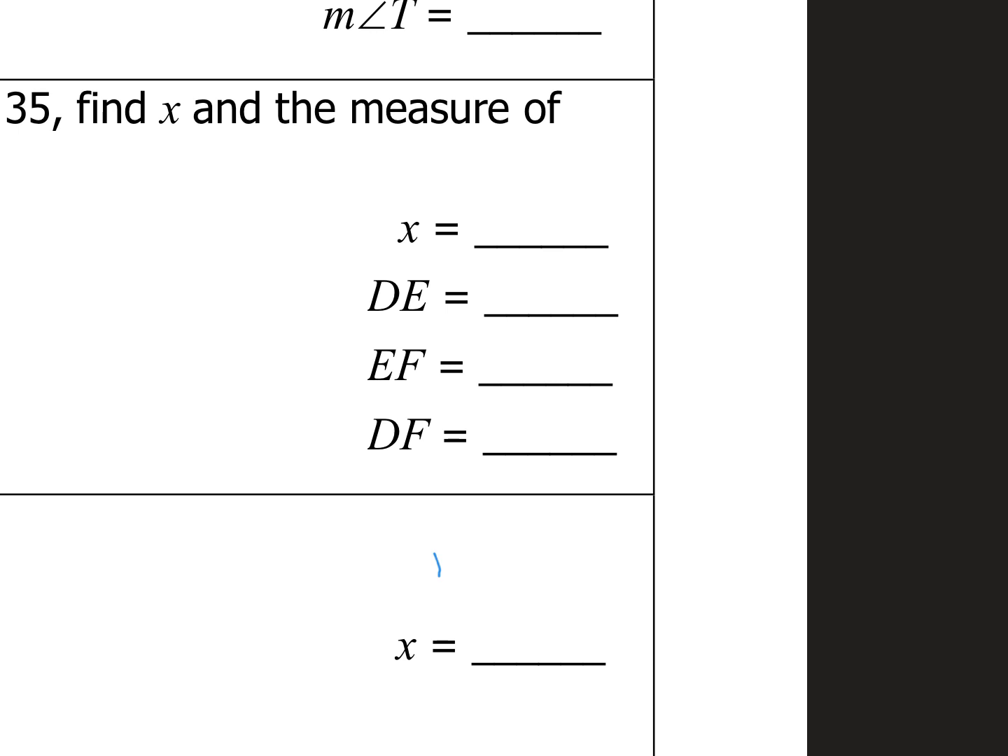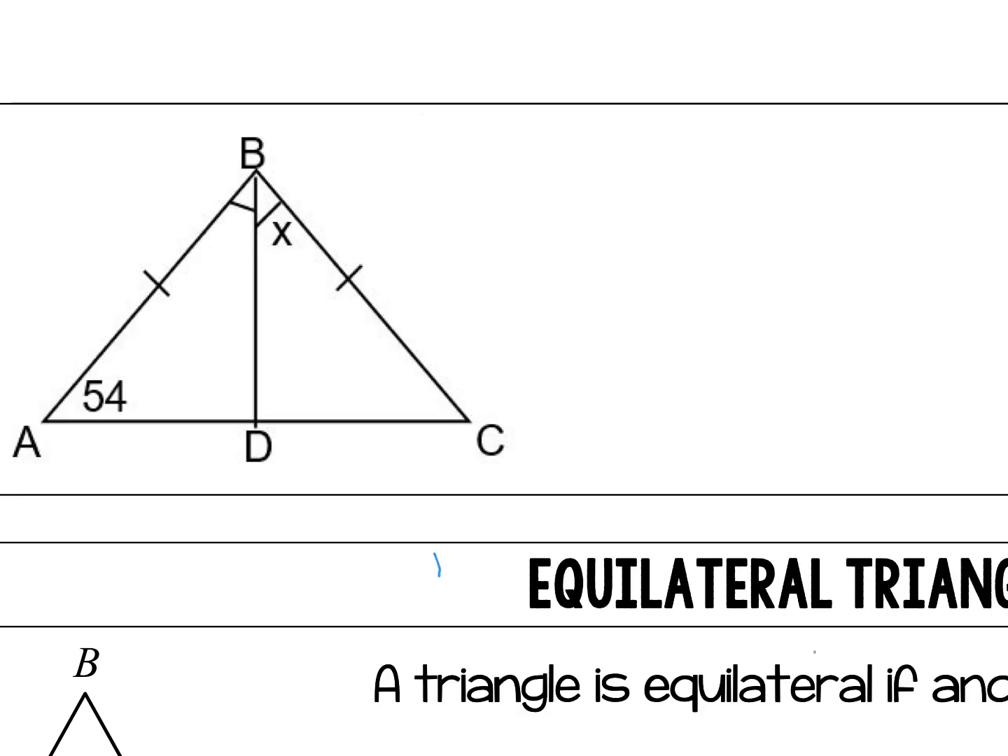So again, we had x was 9. We had DE was 13. And then our other two sides were 28. All right, so this picture looks a little more confusing. So the first thing I want you to concentrate on in this one is the big triangle, so the outside triangle.